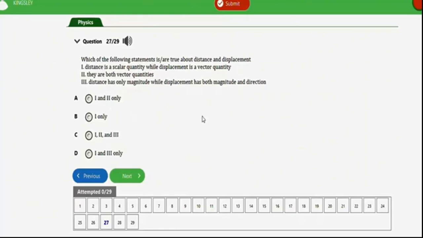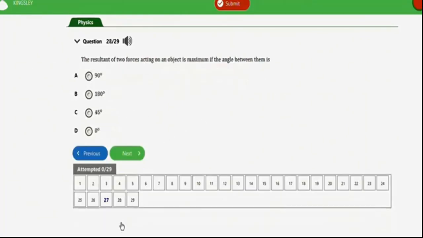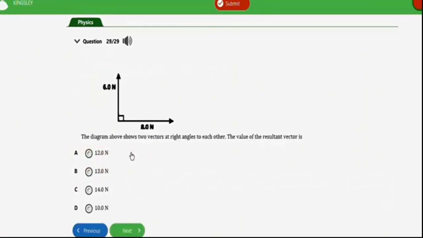Okay. The next repeated question will be this one. It says the resultant of two forces acting on an object is maximum if the angle between them is. So this is an obvious question. It will be 0 degrees. The last question before we call it a class will be this one.